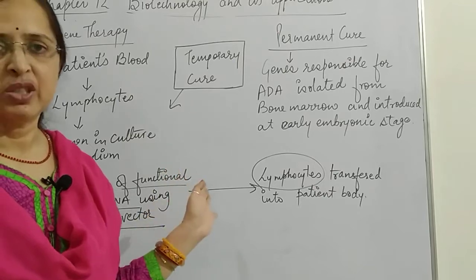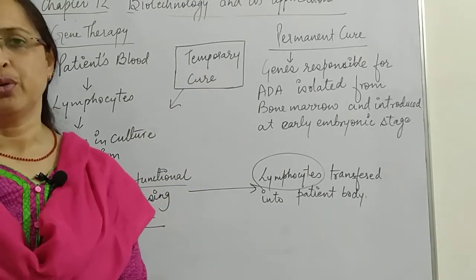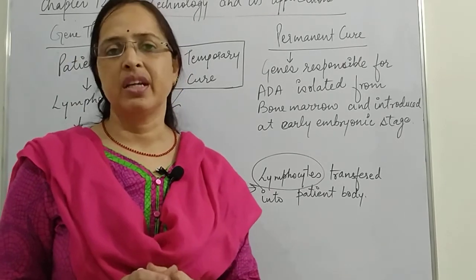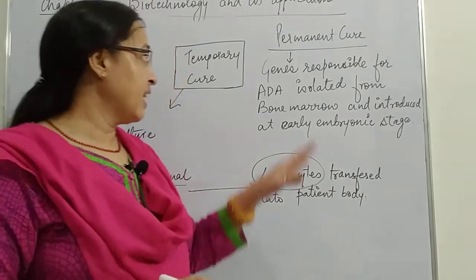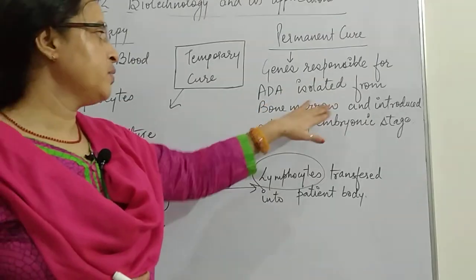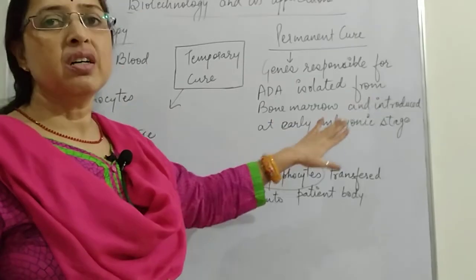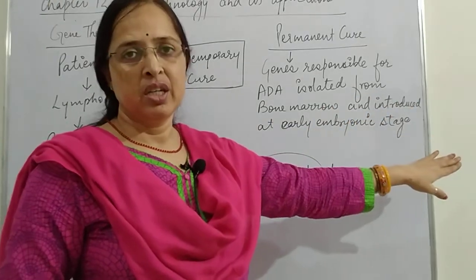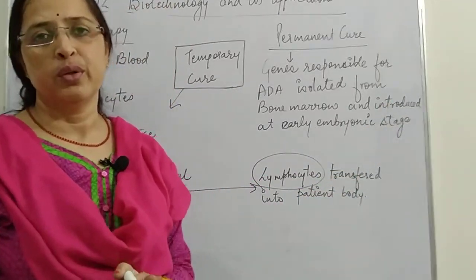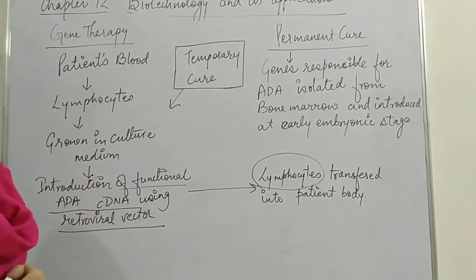So what is done for a permanent cure? A permanent cure is usually done during the embryonic stage. The genes responsible for ADA are isolated from the bone marrow and introduced into the early embryonic stage, so that there will be a permanent cure from the disease. So this is about gene therapy.